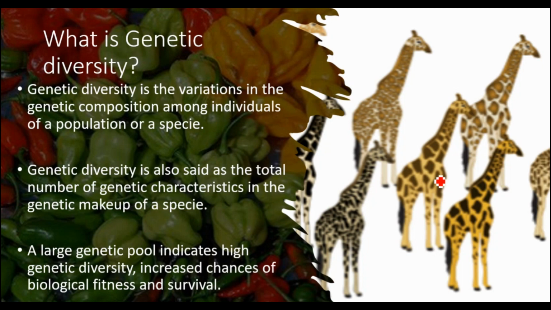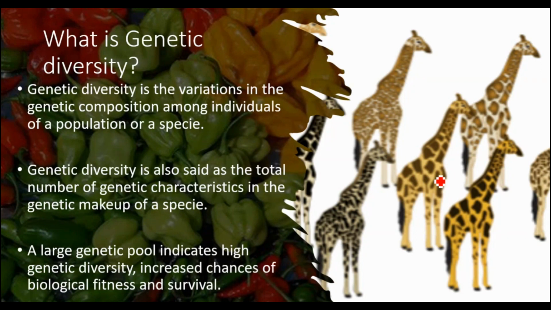Variation in genetic composition among the individuals of a species or within a population is basically genetic diversity. Genetic diversity is also said as the total number of genetic characteristics in the genetic makeup of a species. So in genetic makeup, the total genetic information or total genetic characteristics is basically the genetic diversity. Any variation among the genes in a community, within a population, or within a species is genetic diversity.